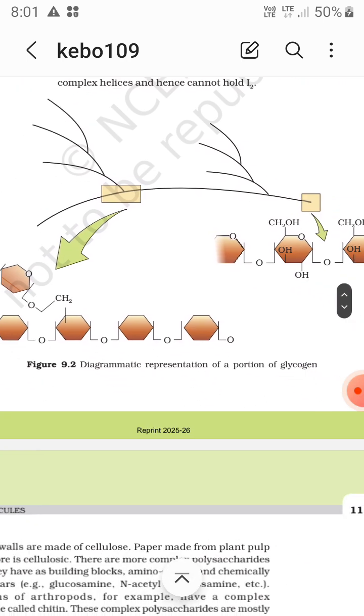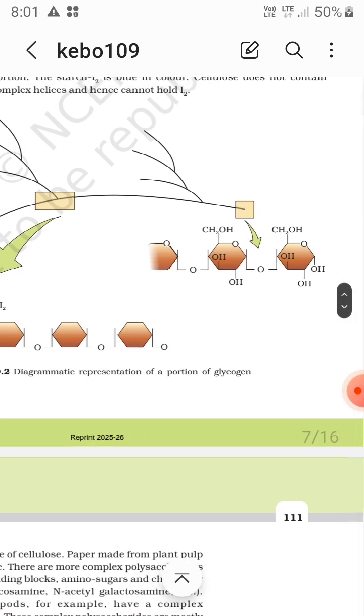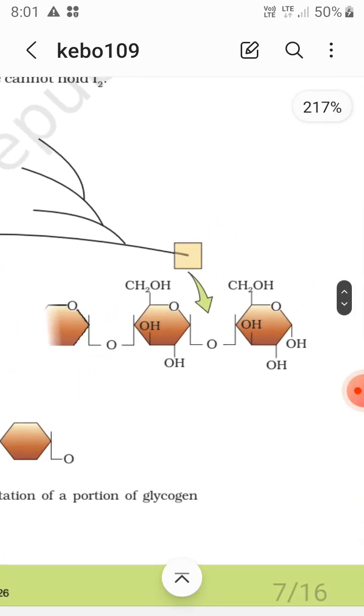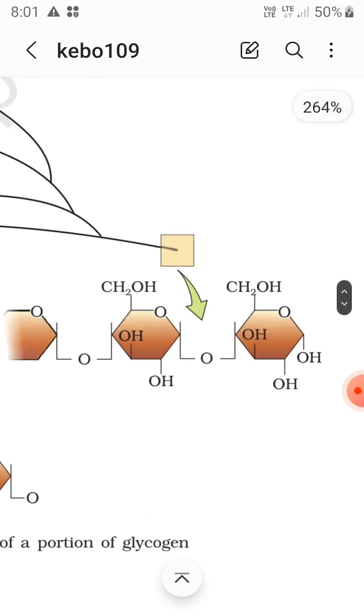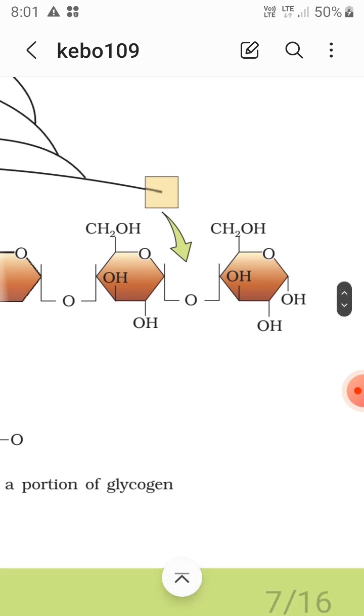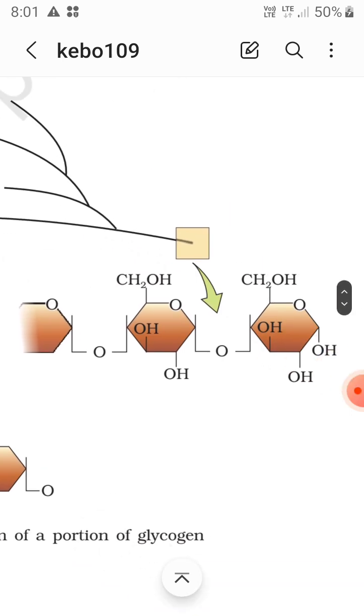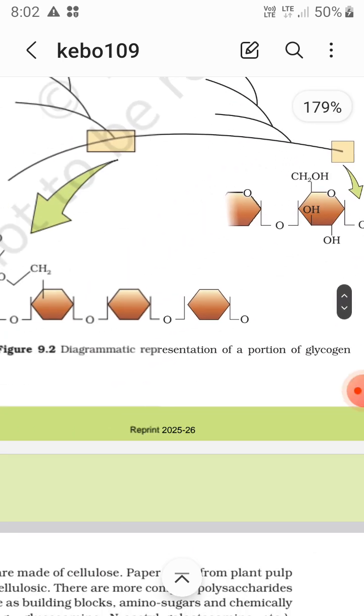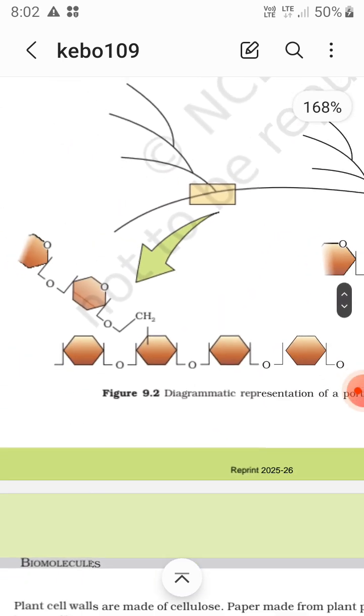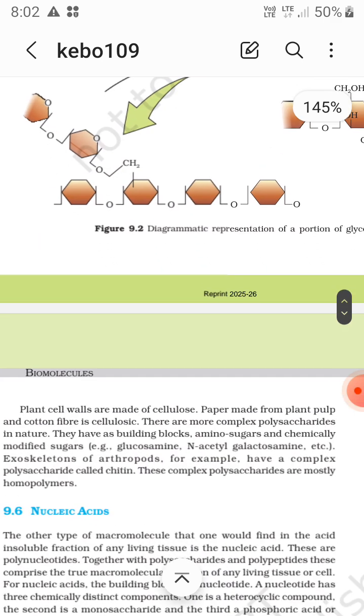Now you can see the diagrammatic representation of a portion of a glycogen. You can see two glucose molecules, they are dehydrated, right? 1, 2, 3, 4, at the fourth position, and one position of the two ring, as you can see. So this is it, and as you can see, it is branched, and this one is the glycogen.